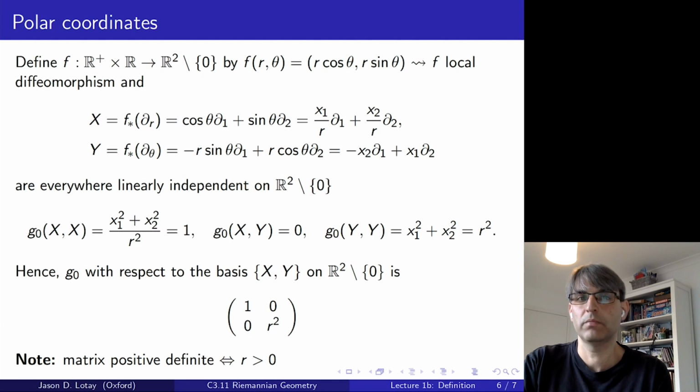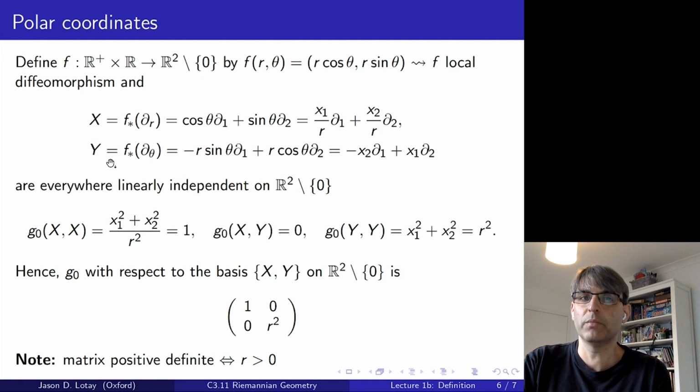So to understand a Riemannian metric, for example, a Euclidean metric on R^2 minus the origin, we just need to evaluate G_0 on X and Y. So let's do that. G_0 of (X, X), what's that going to be? It's just the dot product of this vector with itself. So we're going to get x1 squared over r squared plus x2 squared over r squared, and that's, of course, 1. We can also see it here is just cos squared theta plus sine squared theta, which is 1. We can take the dot product of these two vectors, and we're going to get minus x1 x2 over r plus x1 x2 over r, so that's 0. These are orthogonal.